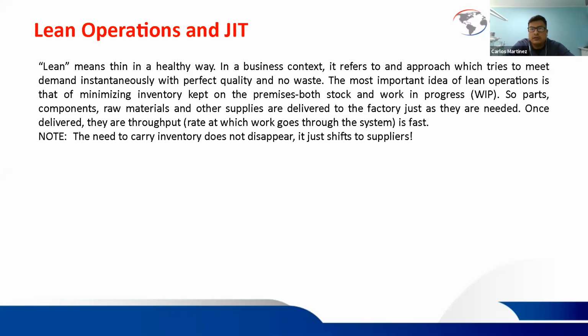The most important idea of lean operations is that of minimizing inventory kept in the premises, both stock and work in progress. Okay, work in progress means the things that you are already using and the things that you are not using yet. So part of the components, raw materials, and other supplies are delivered to the factory just as they are needed. Okay, we are going to have what we need, no more, no less. Once delivered, they are throughput, which is the rate at which they go from beginning to finish in a fast way. Okay, the need to carry inventory does not disappear. It just shifts to the supplier.